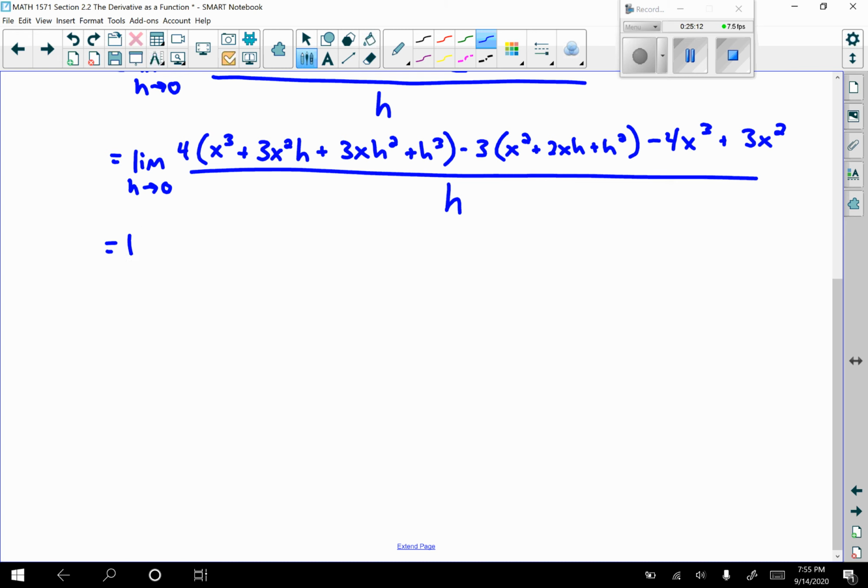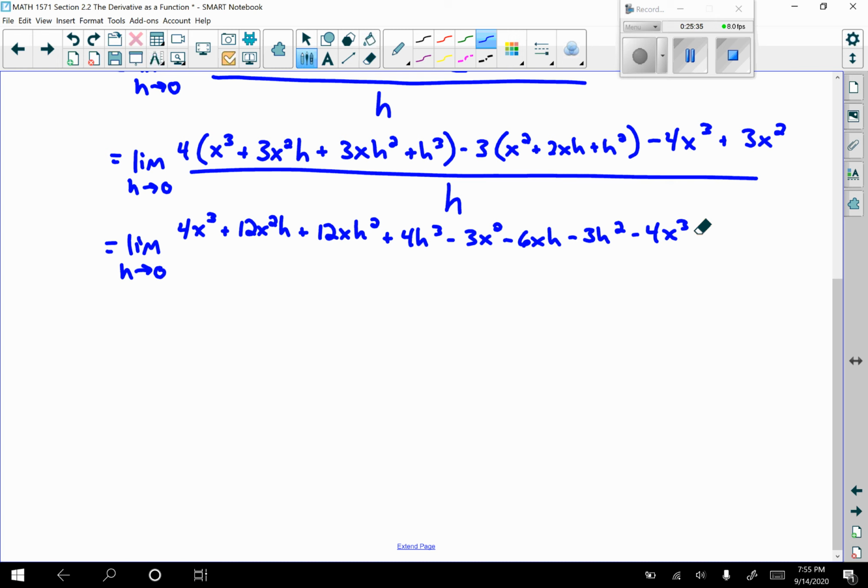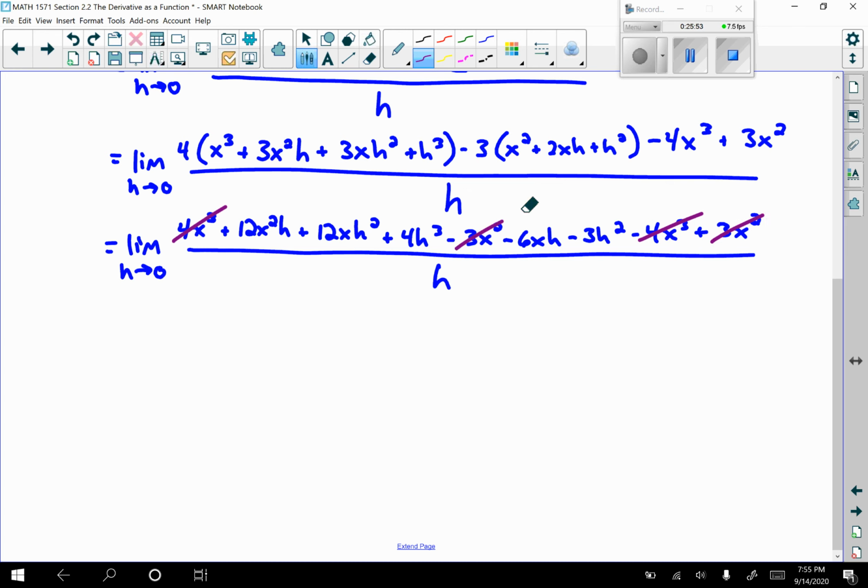Let's distribute. So we have the limit as h approaches 0. We'll have 4x cubed plus 12x squared h plus 12x h squared plus 4h cubed minus 3x squared minus 6xh minus 3h squared, almost done, minus 4x cubed plus 3x squared, all of this over h. Some things should cancel. So let's see, we have a 4x cubed here, minus 4x cubed, so those are gone. I have a negative 3x squared, positive 3x squared, and those are gone. I think that's all I can combine.